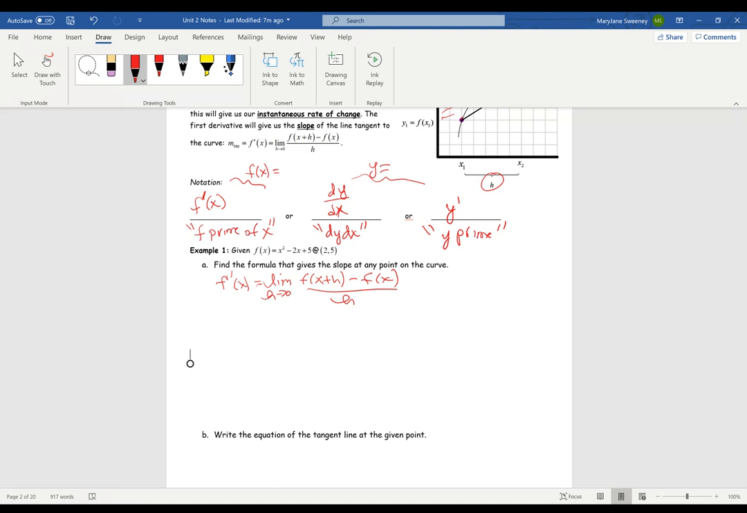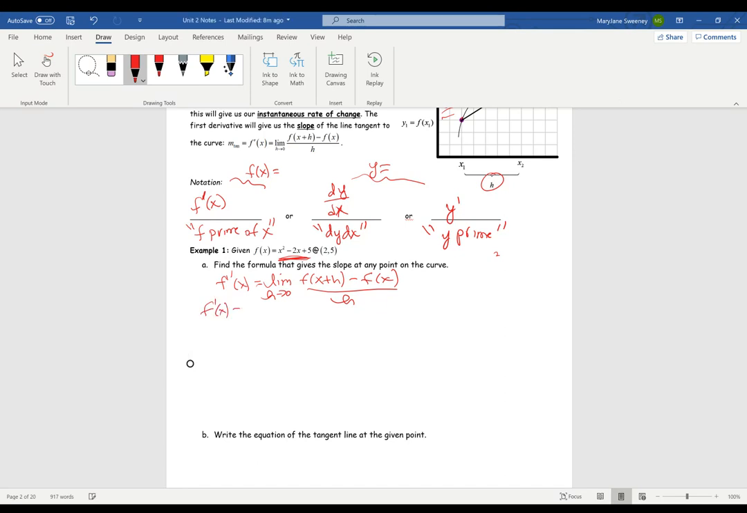So to talk about how to do f of x plus h, think about how you do f of 2, right? You would put 2 in for x in the equation, right? Think of how you do f of h. That means you'd put h in for x in the equation. So f of x plus h means you're going to put x plus h in place of x in the equation. So anywhere you see an x, you would put an x plus h. So that's what we're going to do.